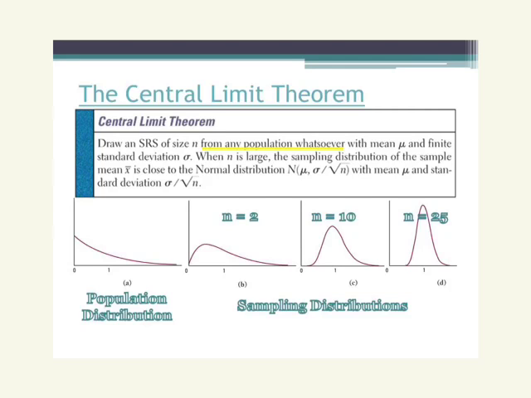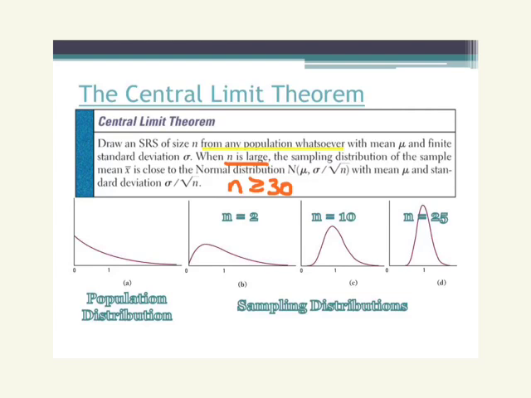So what matters to us, again, is from any population whatsoever. It doesn't have to be normal to begin with. It can be extremely skewed. It could be bimodal, whatever the case may be. But as long as n is large, and again, we're going to define n as large as n greater than or equal to 30.